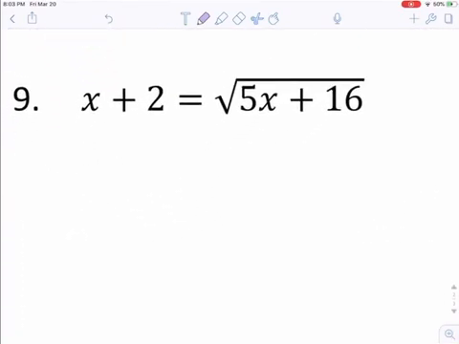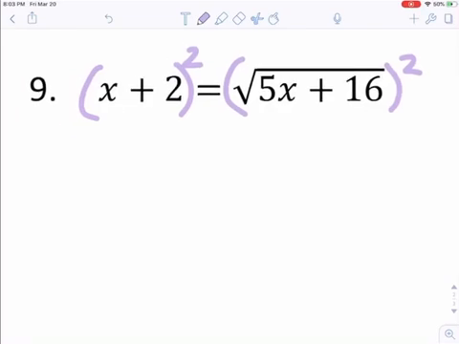Okay, number 9. So this is when it starts to get super fun. Just kidding, you're going to hate it, but you're going to be fine. So my radical's isolated. Okay, so we Gucci. I'm going to go ahead and square both sides. But guess what happens when you square the left side? You are going to have to FOIL, right?